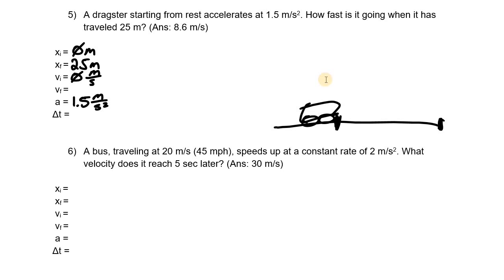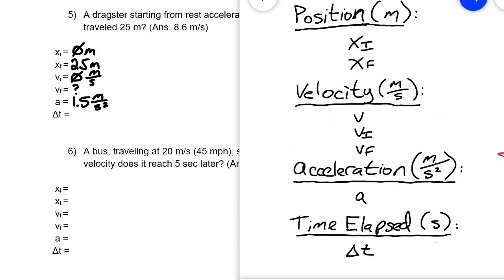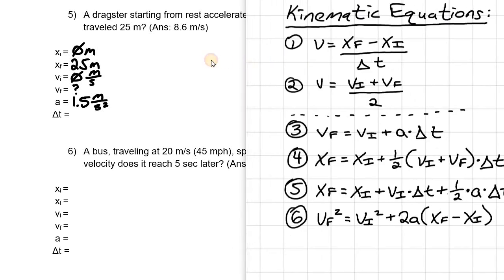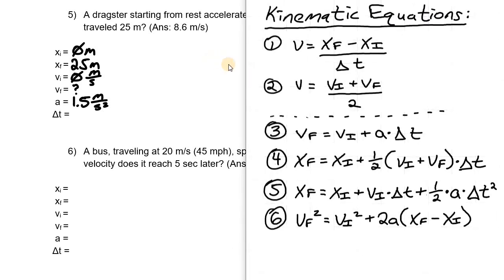Okay, and what is the problem asking us for? How fast is it going when it has traveled this much? How fast is it going? Oh, that's our final velocity. That's what we're being asked for. And do we care about our time? Does it tell us anything about time? No. Is it asking us for time? No. So that's the thing we don't care about.